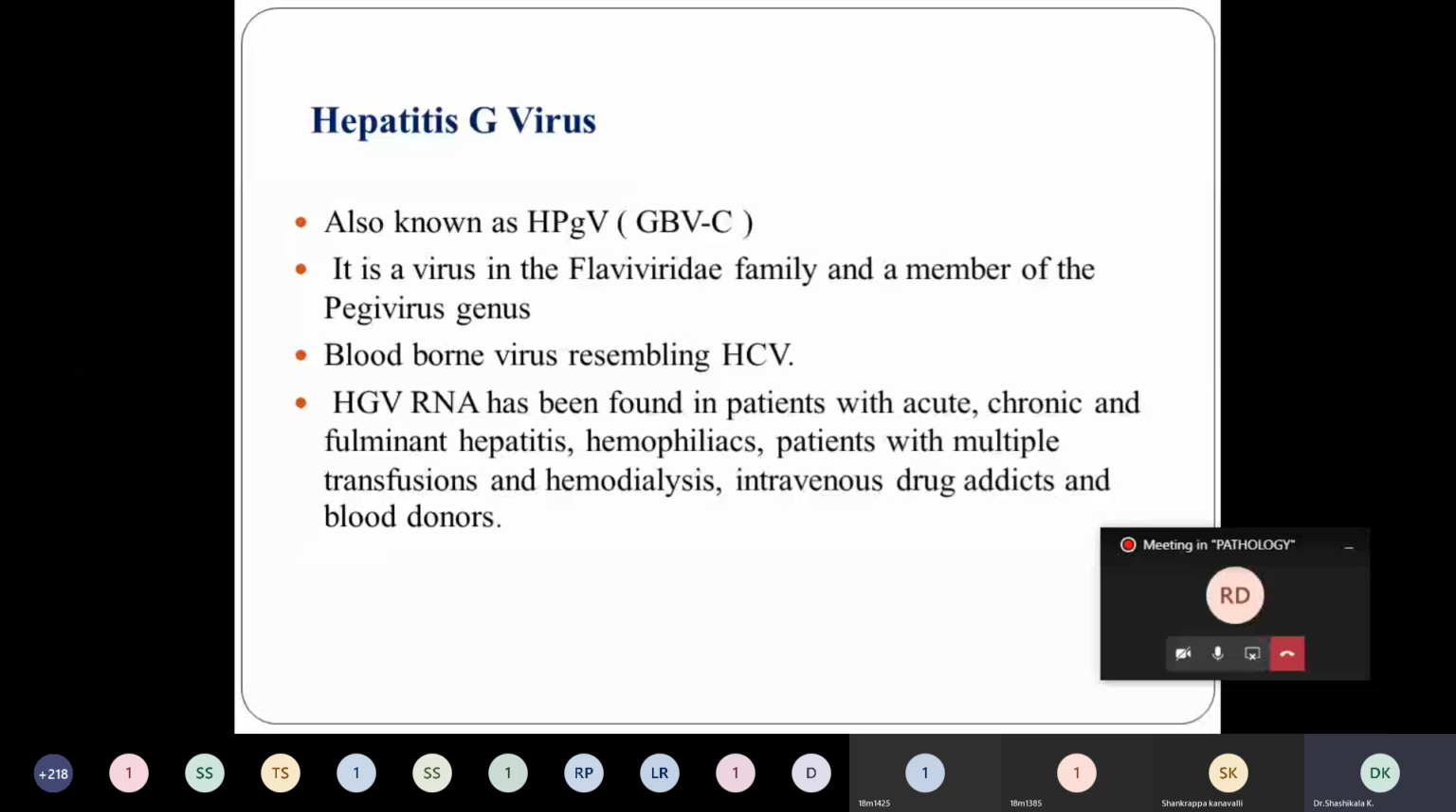Hepatitis G virus is also known as HGV or GB virus. It is a virus in the Flaviviridae family and a member of the Pegivirus genus. It is a blood-borne virus resembling HCV infection. It has been found in patients with acute, chronic and fulminant hepatitis, hemophiliacs, patients with multiple transfusions and hemodialysis, intravenous drug addicts and blood donors.